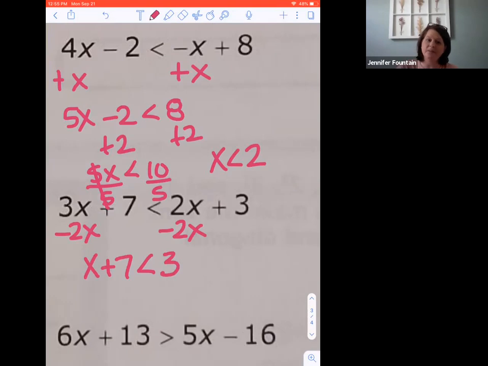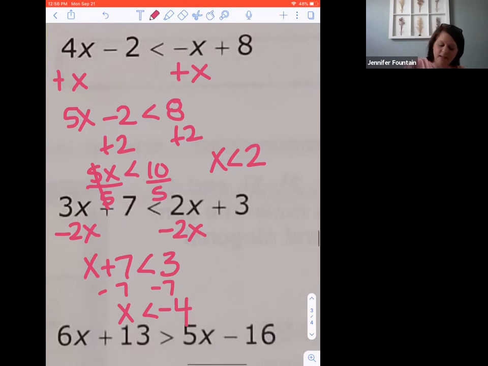Now I need to move my 7 from the left to the right, so I move it by subtracting, and I have x is less than, and 3 minus 7 is going to be negative 4. Remember, I take the sign of the larger and find the difference of the two numbers. Any questions on that one?